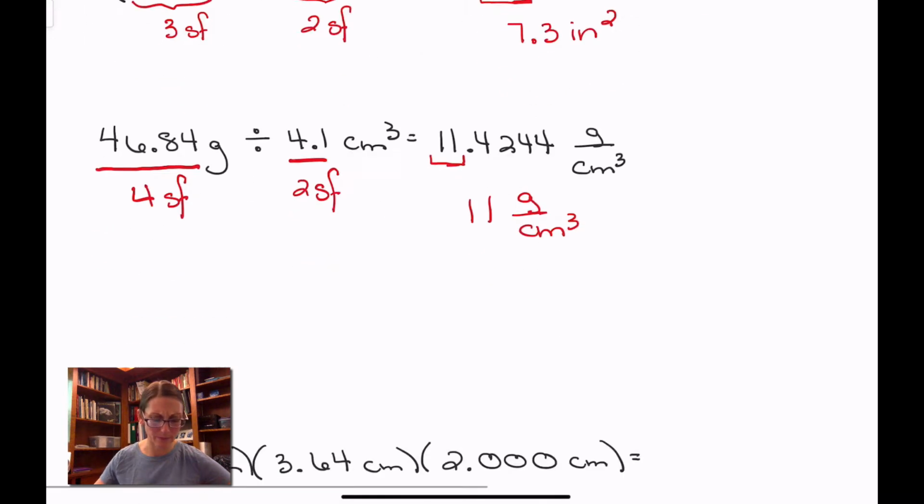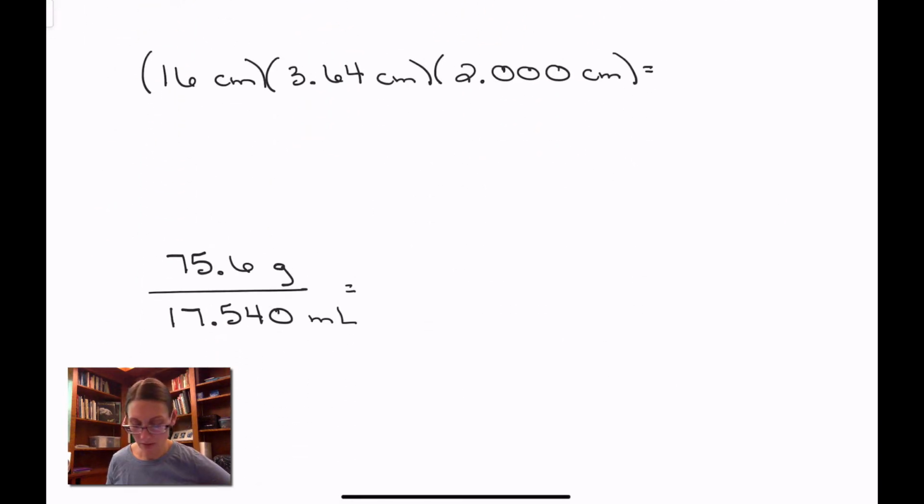Let's do 2 more. Okay, so I'm going to multiply 16 by 3.64 by 2.00 on my trusty calculator right here. And I get for an answer 108.8. Unit-wise, before we go any further, I've got centimeters times centimeters times centimeters. Since those are all the same, this is centimeters cubed.